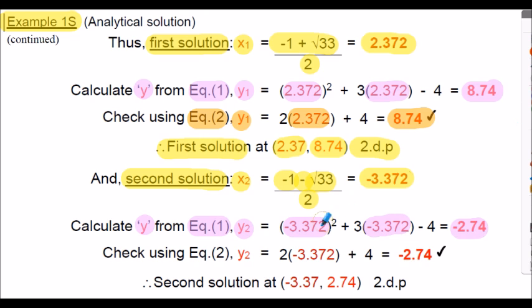And again, if we want to, we could check that with equation 2, the linear equation. So y2 evaluates to, putting the value of x2 into the linear equation given, negative 2.74, so it checks out. So our second solution in this case is x is negative 3.37, y is negative 2.74 to 2 decimal places. So that's how the analytical method would be used to solve example 1. It's just for reference.